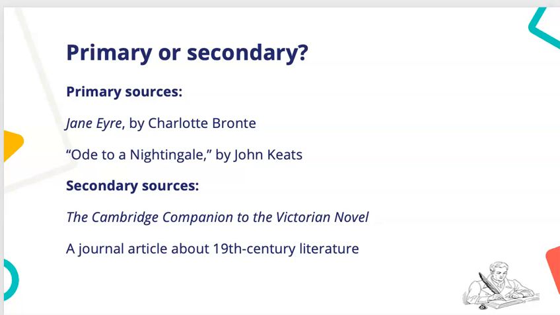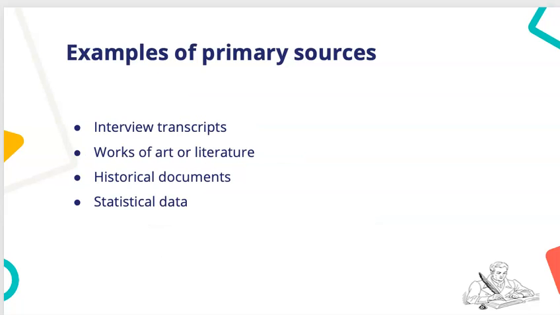Primary sources and secondary sources, as we discussed in the previous section. The literary texts themselves, Jane Eyre and Ode to a Nightingale, would be the direct object of your analysis. So sometimes we can call them a primary source. The secondary sources would be the journal article and the book of essays. These sources discuss the same or similar text as your own paper, and we will structure and support your arguments by combining their statements. So examples of primary sources can be interview transcripts, a work of art or literature, historical documents, statistical data.